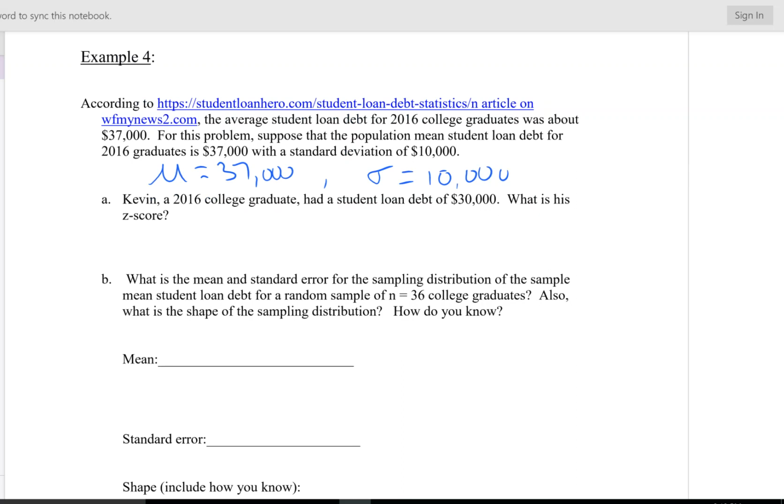So it says Kevin is a 2016 college graduate. He had a student loan debt of $30,000. What is his z-score? So this is just the traditional z-score that we saw at the very beginning of the semester. X minus mu divided by sigma. This is a very straightforward question. We just have one observation. We're going to subtract the mean. We're going to divide by the standard deviation.